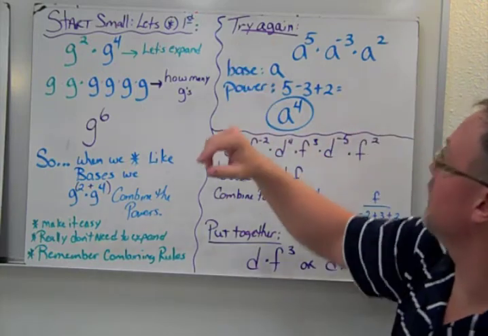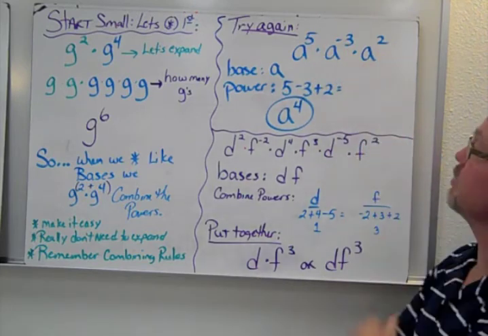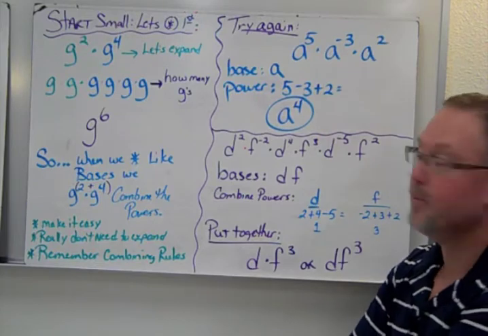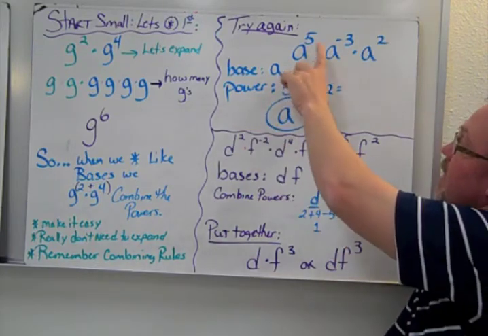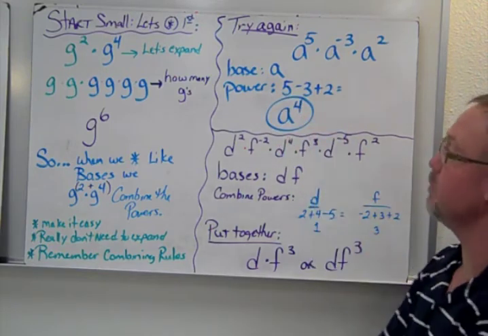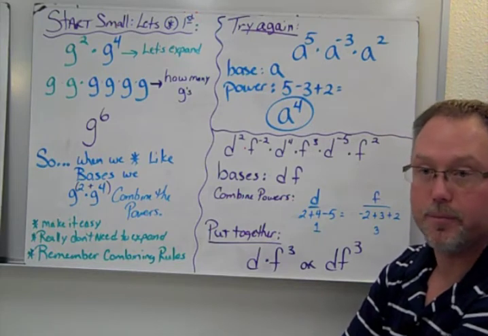So if we try this again and look at it a little bit different, we have a to the fifth, a to the negative 3, and a squared. So our base, which is like, is a. Our powers are 5, negative 3, and 2. Well, if I combine all of those, I end up with 4. Put that with my base, it becomes a to the 4th.